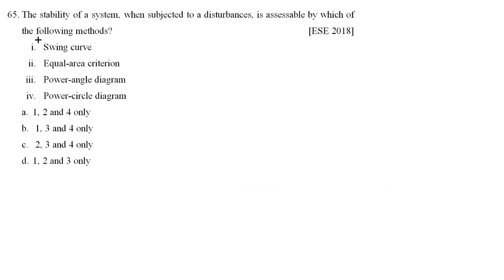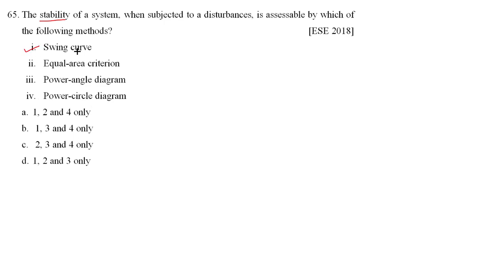Moving ahead, question number 65. The stability of a system when subjected to disturbances is assessable by which of the following methods? Swing curve, equal area criteria, power angle diagram, power circle diagram. So which are correct? Whenever we want to assess the stability of a system, there are various ways to assess that.